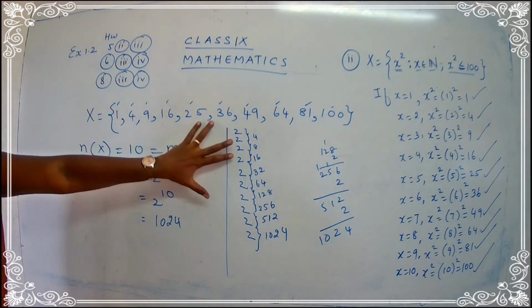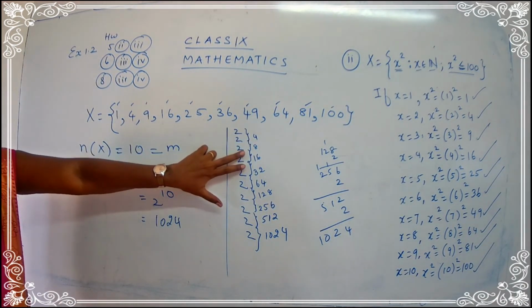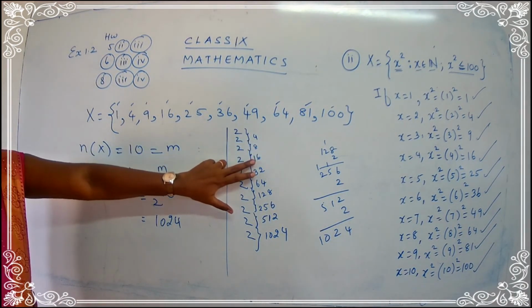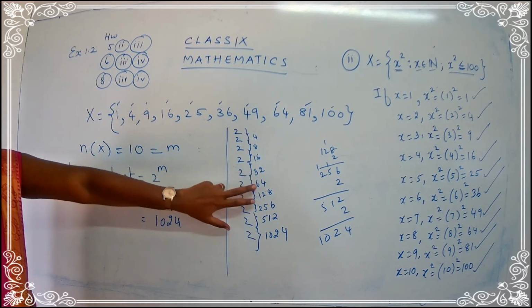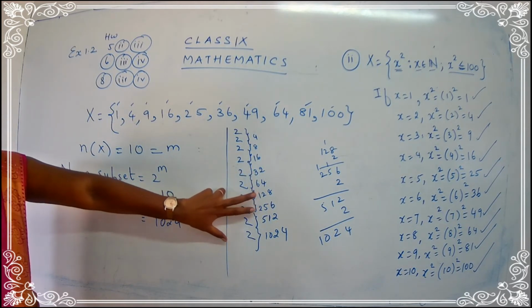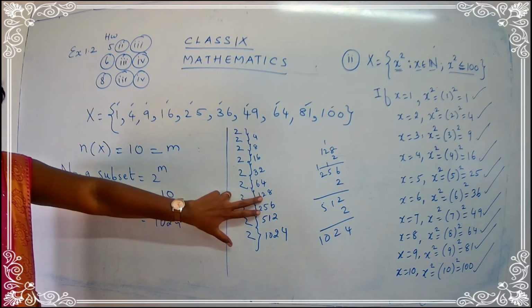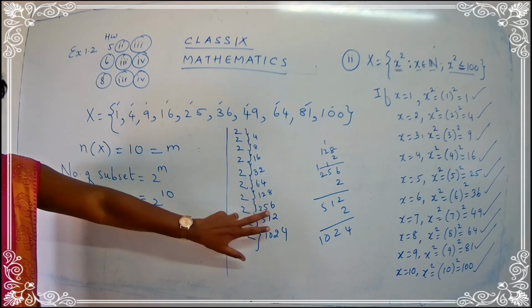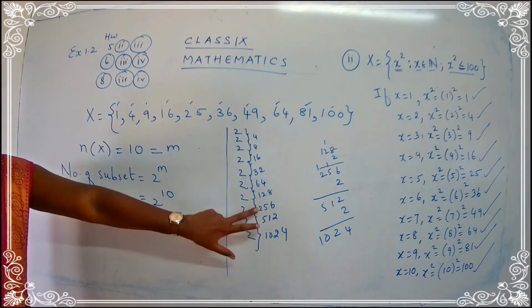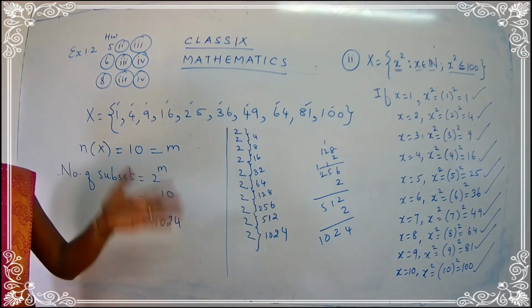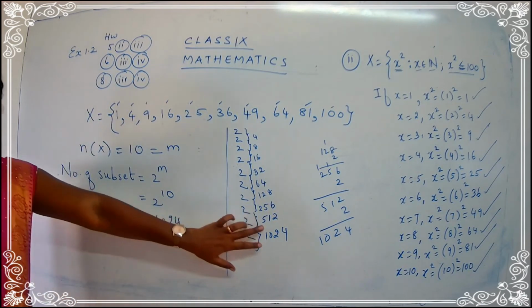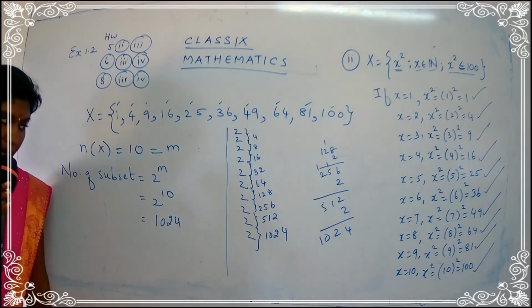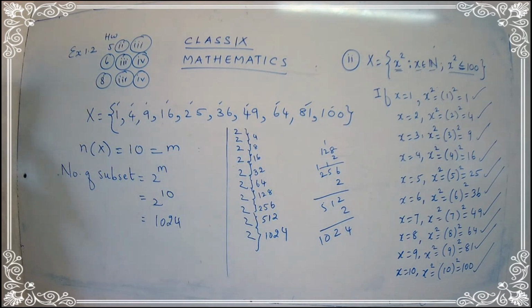Let's have a check once again. 2 twos are 4. 4 twos are 8. 8 twos are 16. 16 twos are 32. 32 twos are 64. 64 twos are 128. 128 twos are 256. You can go on doubling the values. 512, and when you double 512 you get 1024. So this is the number of subsets. Let's go for the next part.